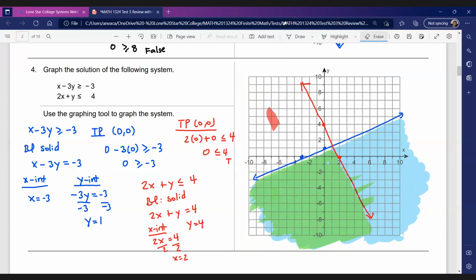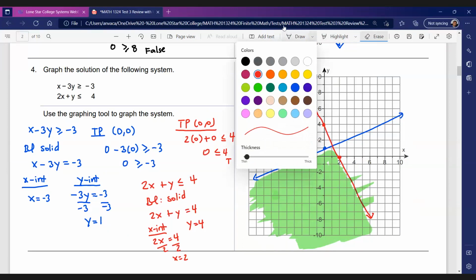So therefore, trim, trim, trim, trim, trim, trim. And notice that we're only keeping the area where the two solution sets intersected. All right, well, let's go ahead and continue with some other examples.